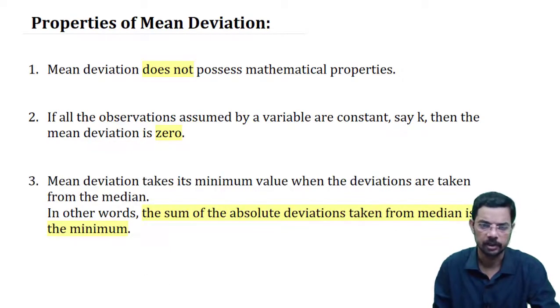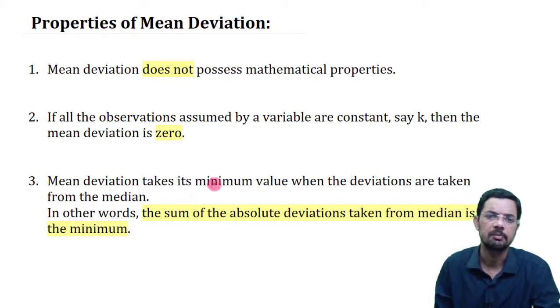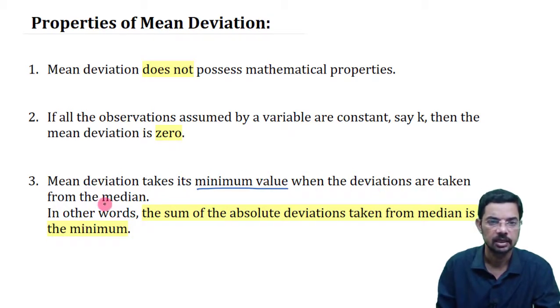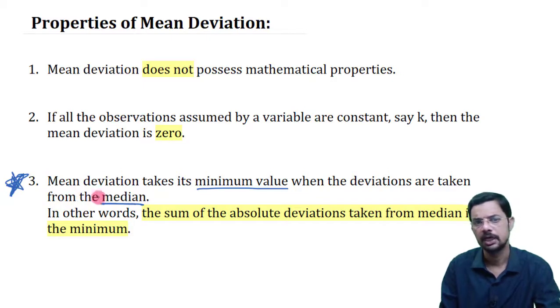Now, the third property says that the mean deviation will take its minimum value when the deviations are taken from the median. This property is very important from the examination point of view. MCQs will be asked based on this property. Mean deviation takes its minimum value when the deviations are taken from the median.